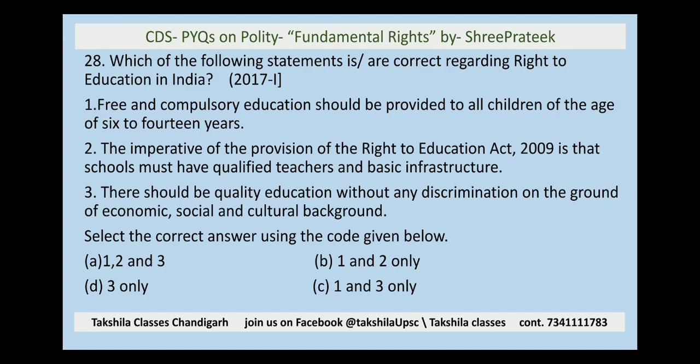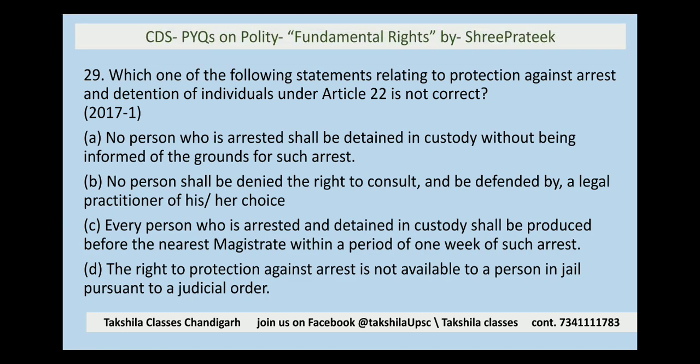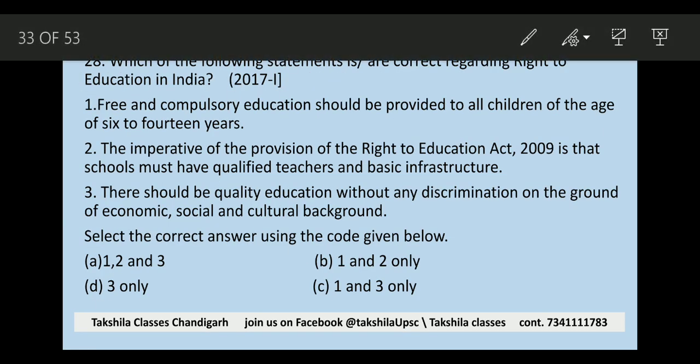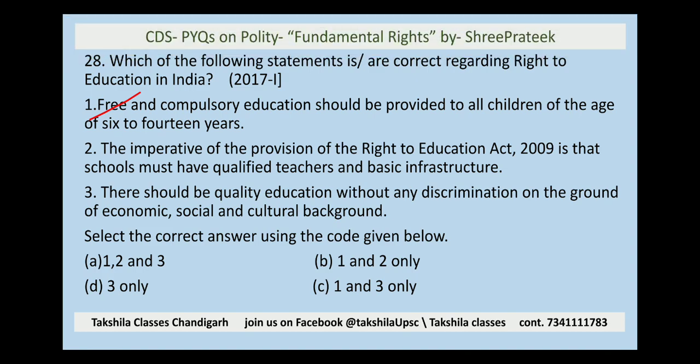Next, with regard to right to education, free and compulsory education should be provided to all children of the age 6 to 14. That is true. देखिए दोस्त, नेक्स्ट B ऑप्शन देखिए, the imperative of provision of right to education act is that schools must have qualified teachers and competent in basic infrastructure. ये तो नहीं है. There should be quality education without any discrimination on the basis of economic, social and political cultural background. तो इसका आंसर C ऑप्शन होना चाहिए.